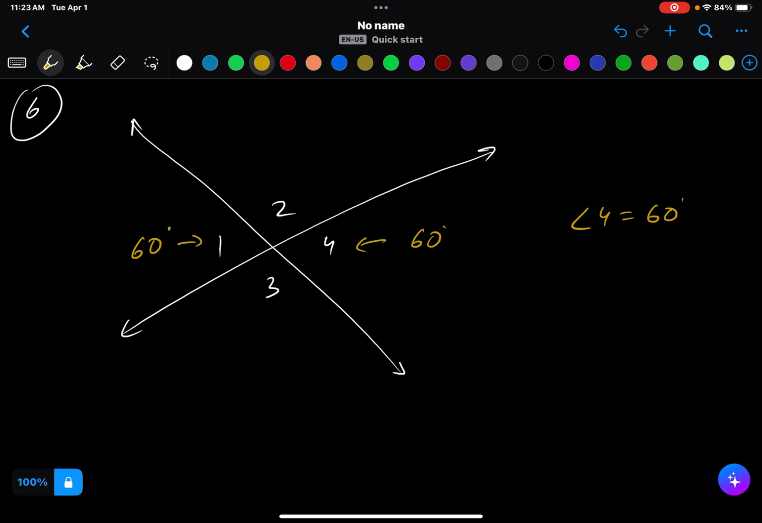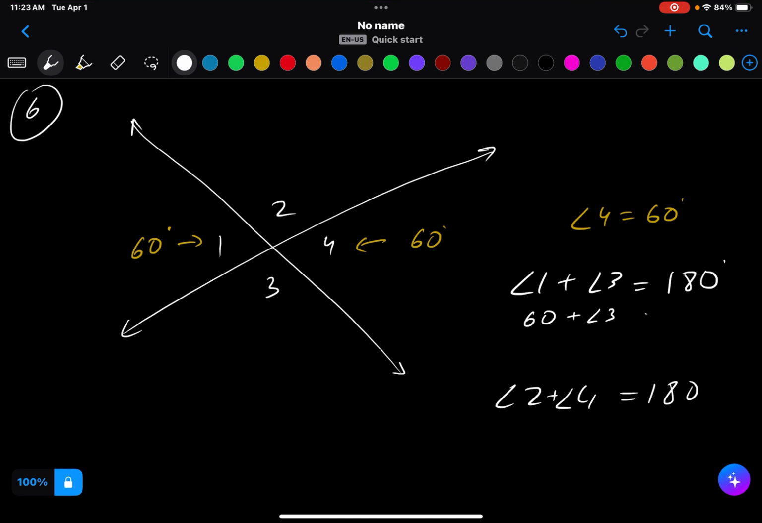Now, what do you do for angle 2 and 3? Supplementary angle theorem. 2 and 4, or 1 and 3. So angle 1 plus angle 3 have to equal 180. And then angle 2 and angle 4 have to equal 180. And I know angle 1 and I know angle 4, right? So here you can say that 60 plus angle 3 is 180. And here you can say angle 2 plus 60 degrees equals 180. In both cases, you would just subtract 60 from both sides.